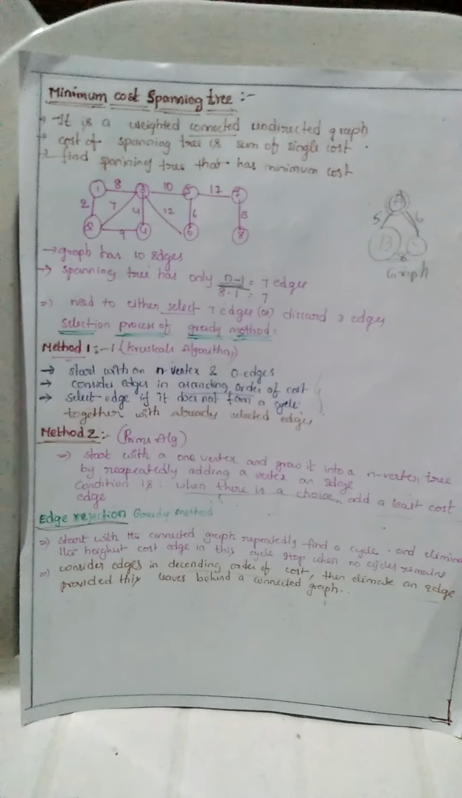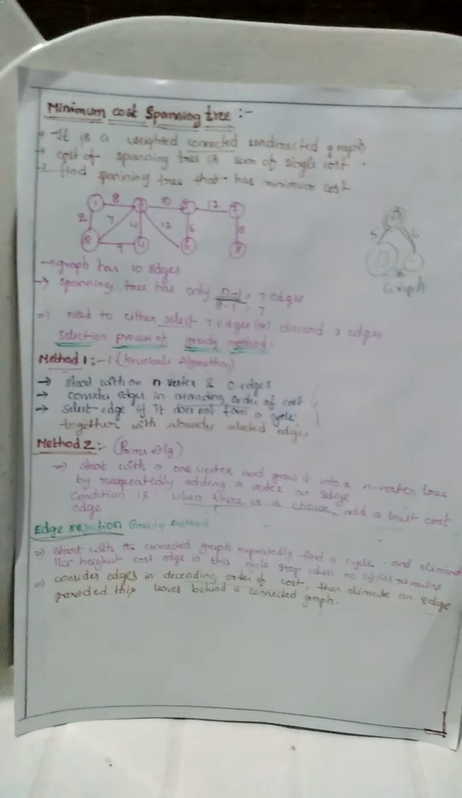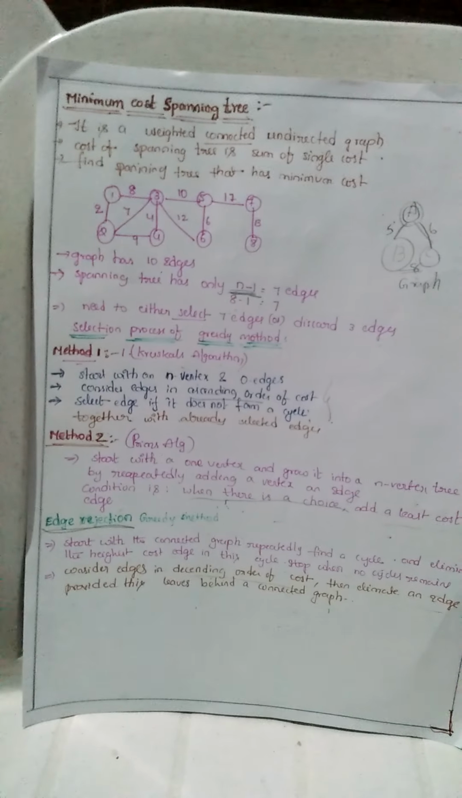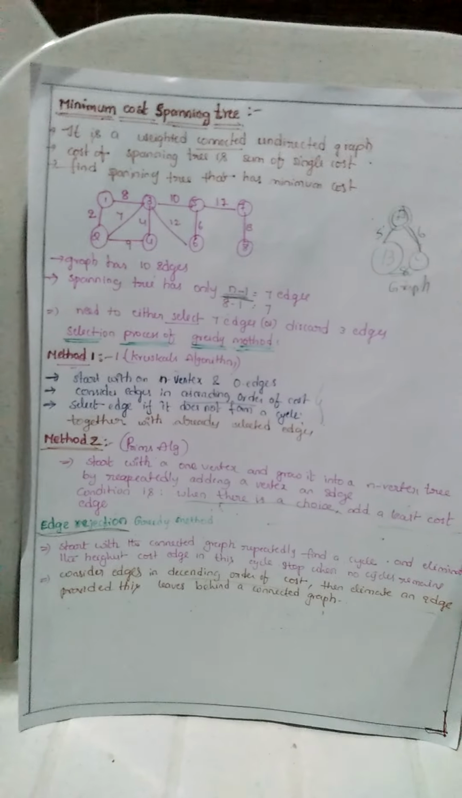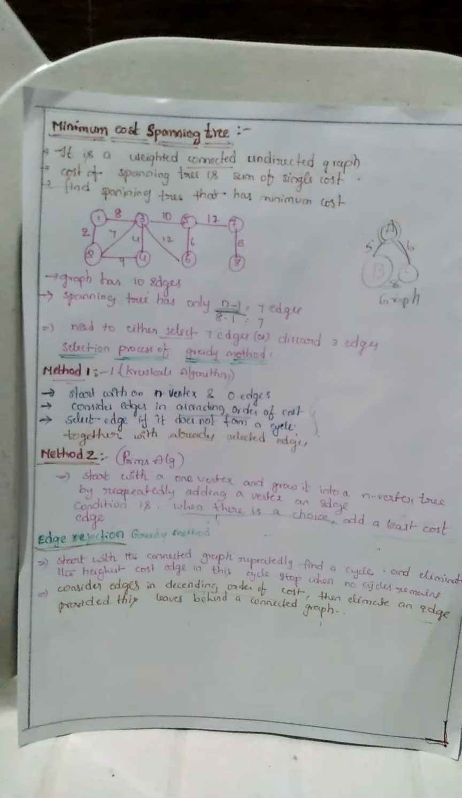Okay, so now let us see first what is a graph. Before we learn the minimum cost spanning tree, we have to know what a graph is. A graph is nothing but a set of vertices and a number of edges connected with them. In the minimum cost spanning tree, first we find out the cost of the minimum cost spanning tree.